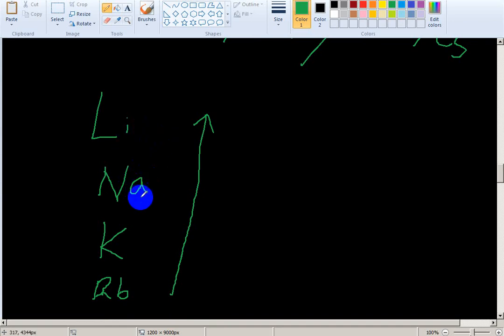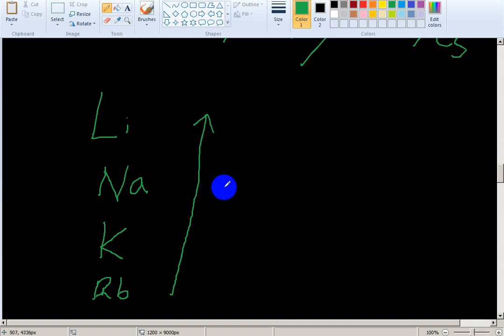Lithium is smaller in size than sodium. It has more charge density. More charge density means the attraction between the charge and the free electrons is more, so they are strongly bound. As the attraction is high, the melting and boiling points are high.